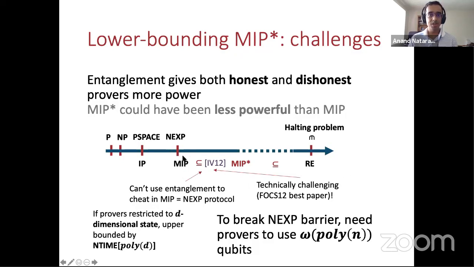I need to at least separate it from MIP. I need to start by designing a protocol where the provers need to use a super polynomial number of qubits, because they need to have a dimension that's bigger than exponential. So this is the first step along the road to ultimately showing that MIP star is equal to RE. And that's the step I'm going to talk about in my talk.